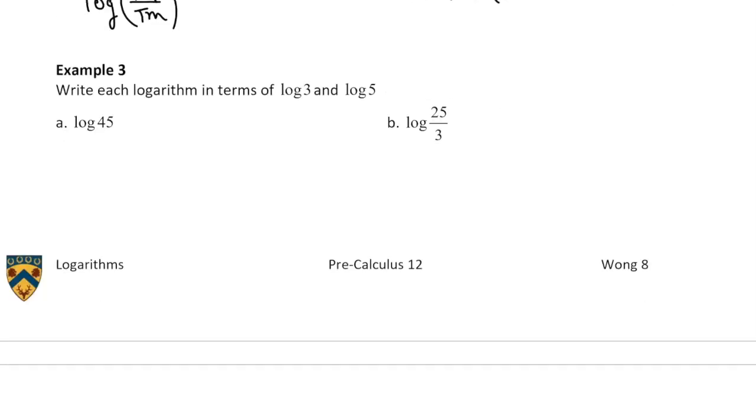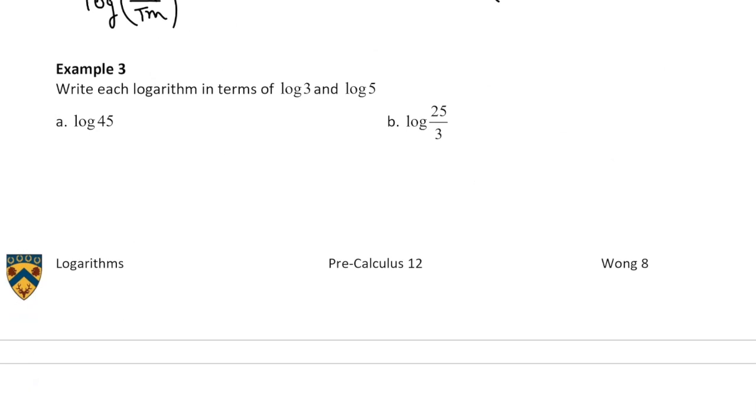Okay, example 3. Write each log in terms of log 3 and log 5. So you're given log 45, and 45 is a purposeful number because if you think about 45, I would say that's the same as saying 5 times 9. And 5 and 9 are related to the log 3 and the log 5 that we see there, because that would be the same as saying log 5 times 3 squared.